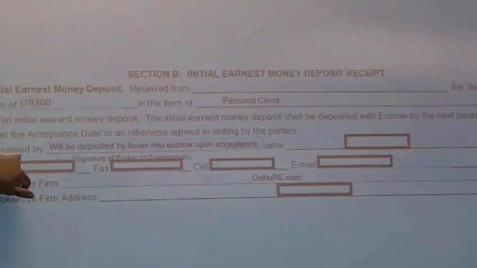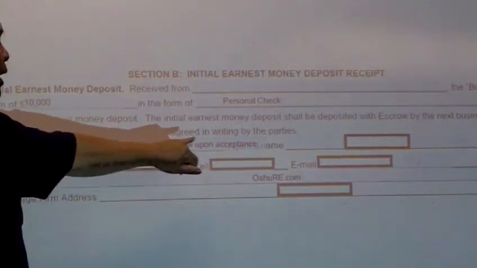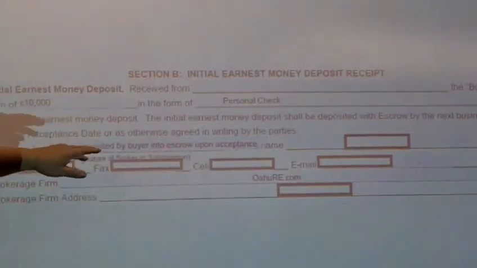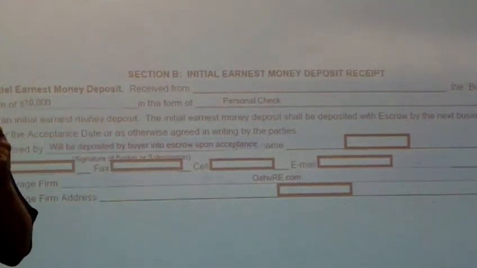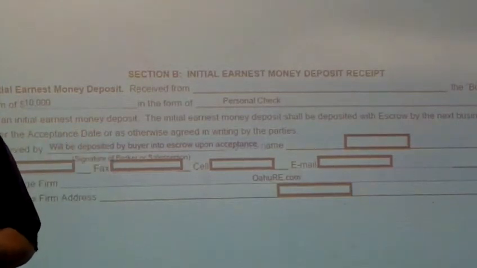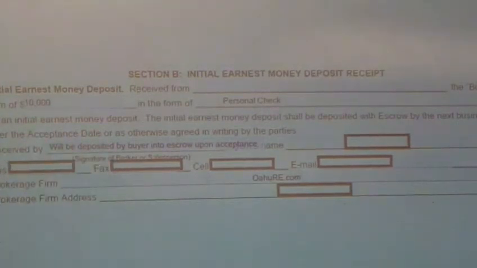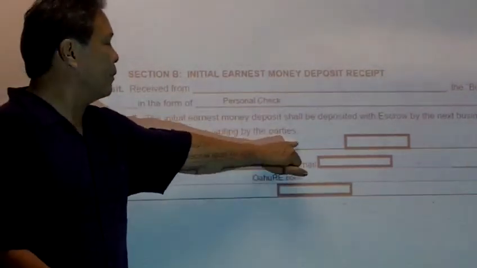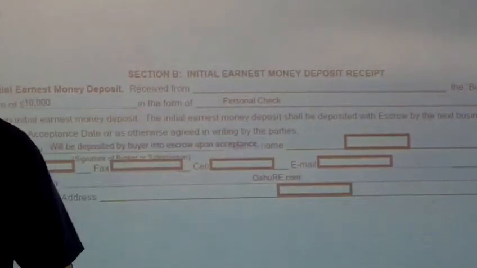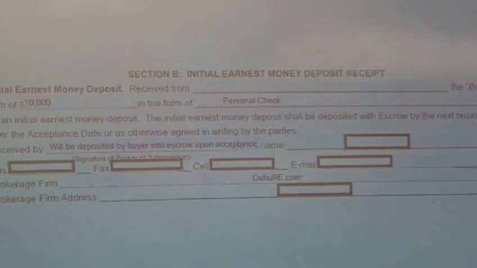And then it says received by, and received by is going to be your name. And it says the received by is the agent, yourself, you, who's receiving that personal check. And actually, this is where you would sign it. You sign it here, and your name goes in here, and then your information below. Okay, so now you're responsible. You're the person that's saying you've received the check.